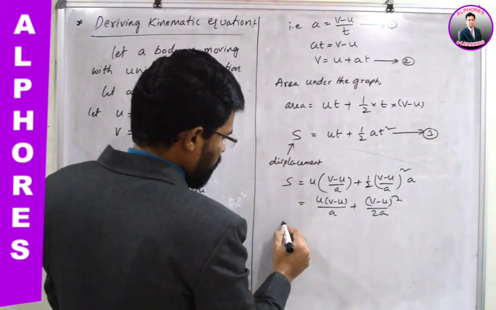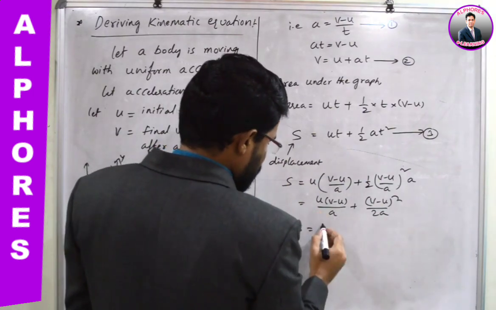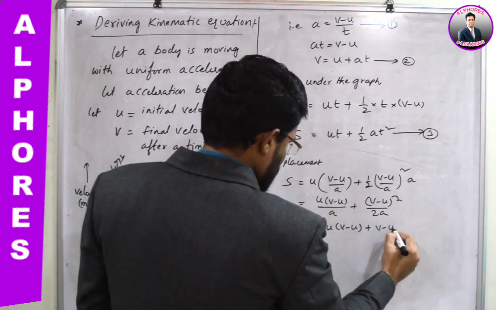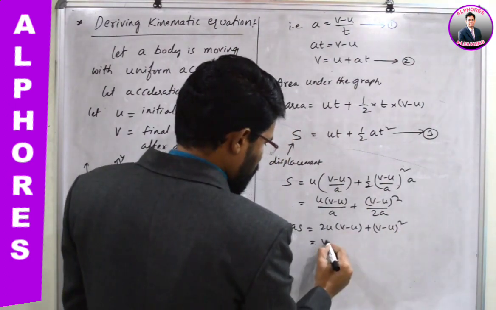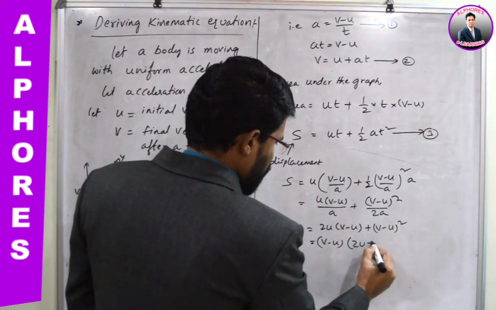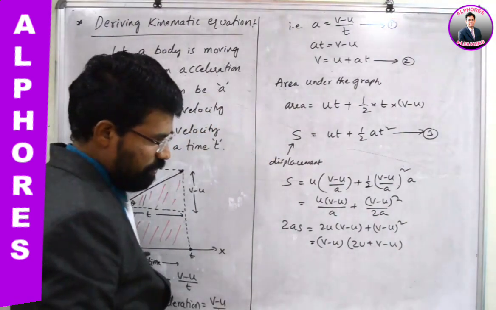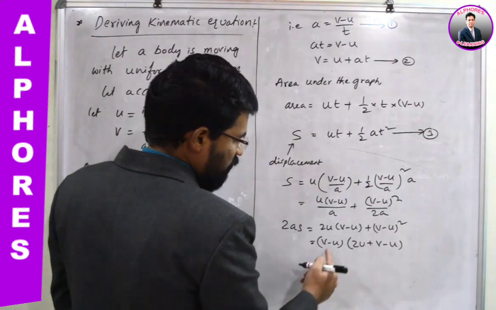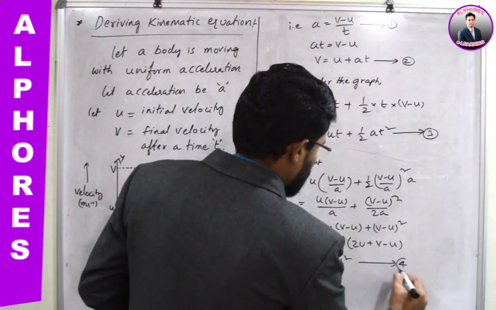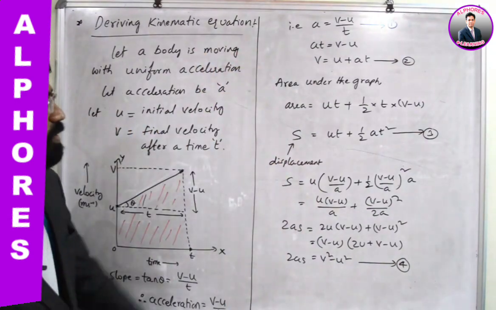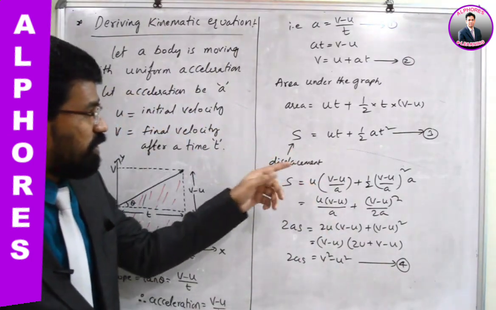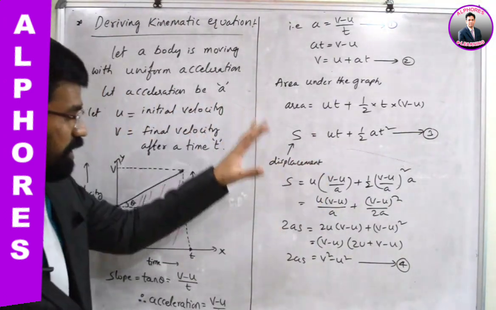And if you go with the LCM, what you will get? 2as is equal to 2u into (v minus u) plus (v minus u) whole square. You can take out (v minus u) common. If you take out (v minus u) common, what you will have? 2u plus one more (v minus u). 2u plus v minus u; 2u minus u is u. So (v minus u) into (v plus u). (v minus u) into (v plus u) is what? v square minus u square is equal to 2as. So this is another kinematic equation. So we have derived the 3 kinematic equations: v is equal to u plus at, S is equal to ut plus half at square, and v square minus u square is equal to 2as. Here this S is the total displacement of the body in a time t. That's how you can derive the kinematic equations.